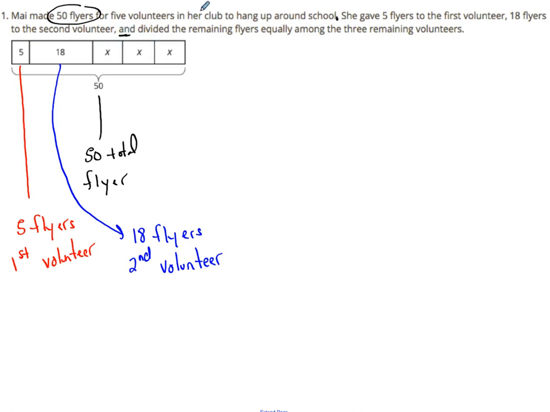And then, what does that next sentence represent? What does the X represent? It represents the remaining flyers. Yeah. Each one of these X's represents the remaining flyers, divided equally.